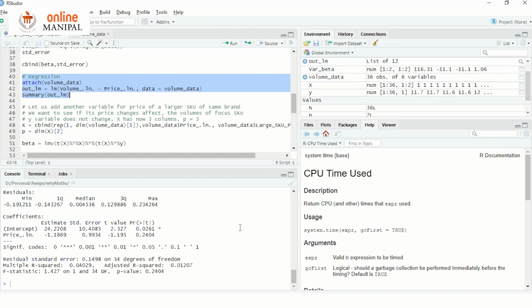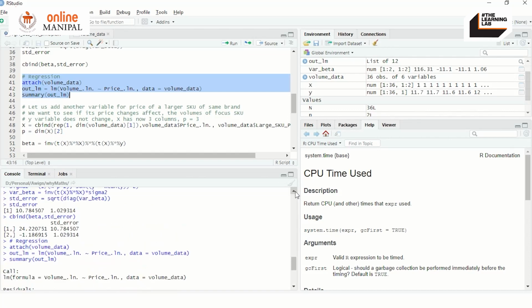So I have run regression on line number 42 of the code, where I'm regressing the log of volume with log price, and I get the estimates which are exactly similar to what I have got here with my (X prime X) inverse X prime y, right?